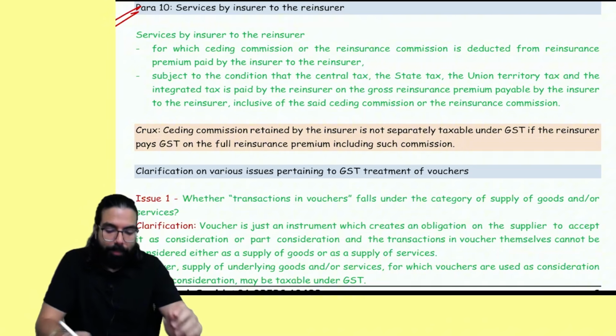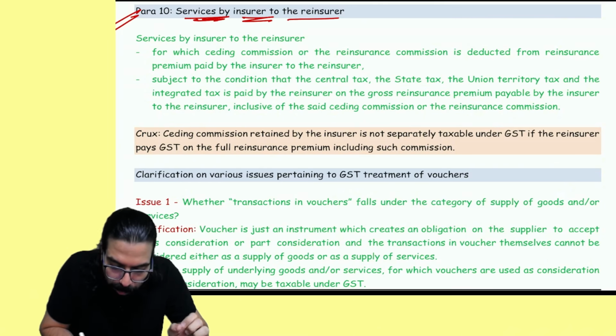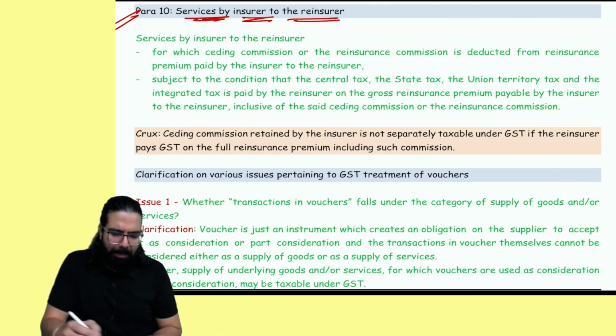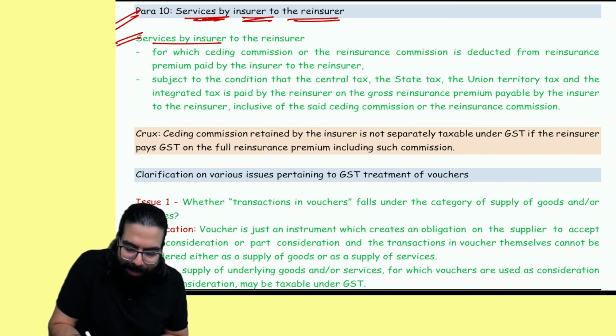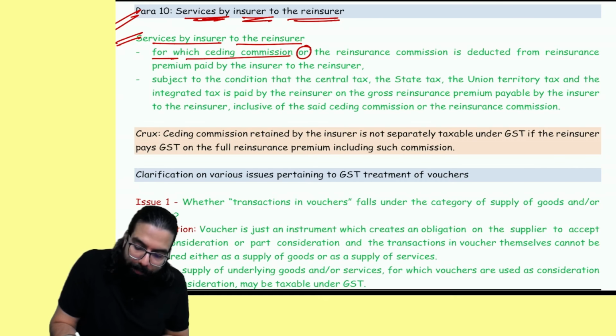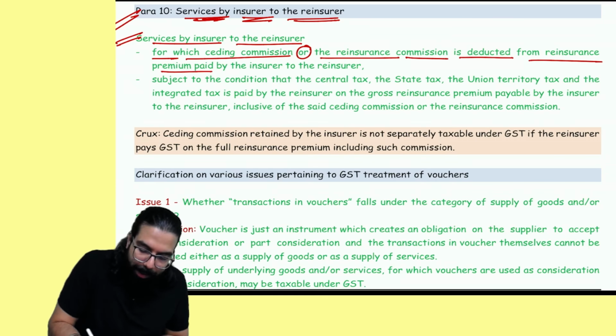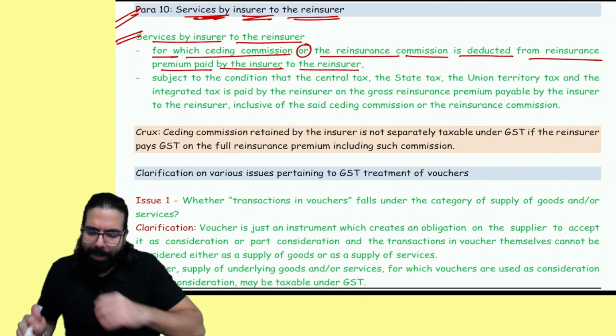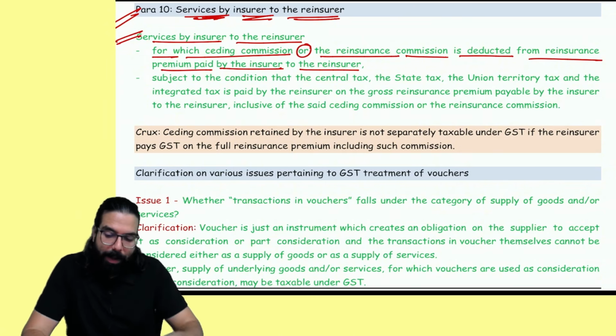Okay sir, done. Services by insurer to reinsurer. What is this, sir? Basically, services by an insurer to a reinsurer for which ceding commission or the reinsurance commission is deducted from the insurance premium paid by the insurer to the reinsurer. Sir, what is this point saying? Okay, I'll go ahead and explain it to you.